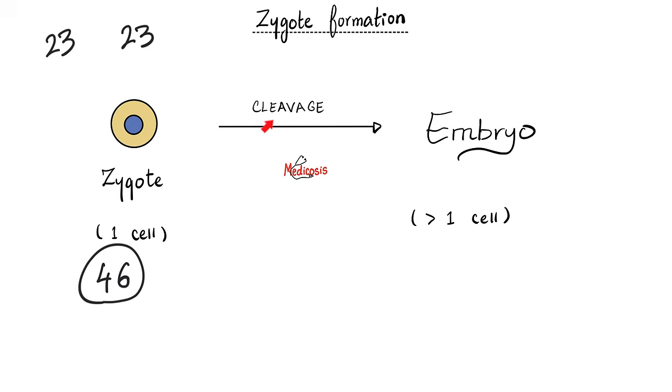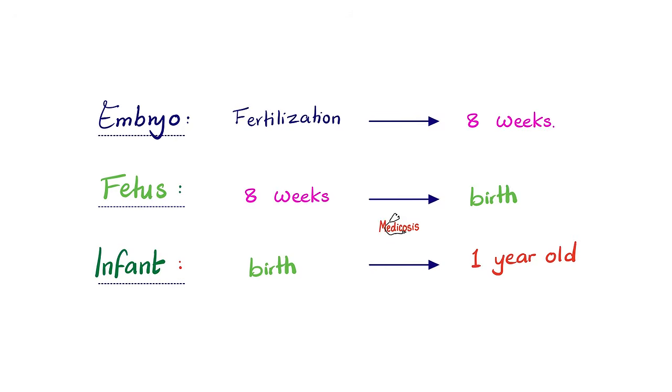Then, by a series of mitotic divisions, not meiotic anymore, but mitotic, the zygote will grow into an embryo, and the embryo will become a fetus. And once the fetus is born, it's called a neonate, and then an infant. So from fertilization to 8 weeks, during gestation, during pregnancy, that's an embryo. From 8 weeks until birth, it's called a fetus. Once it's born, it's an infant.